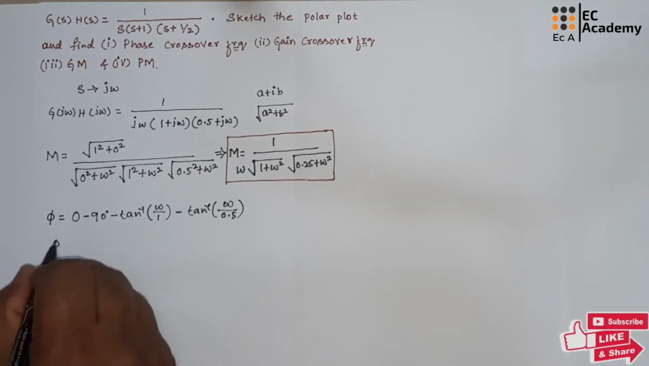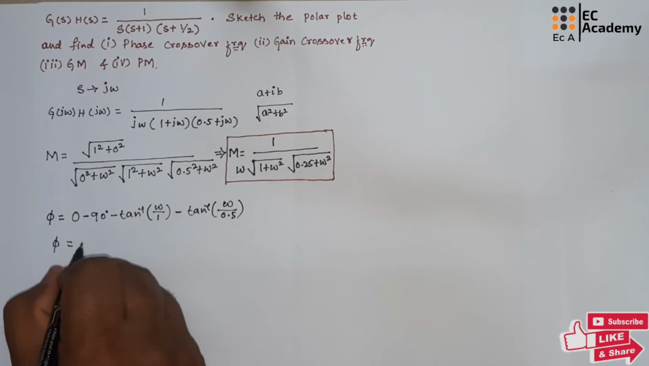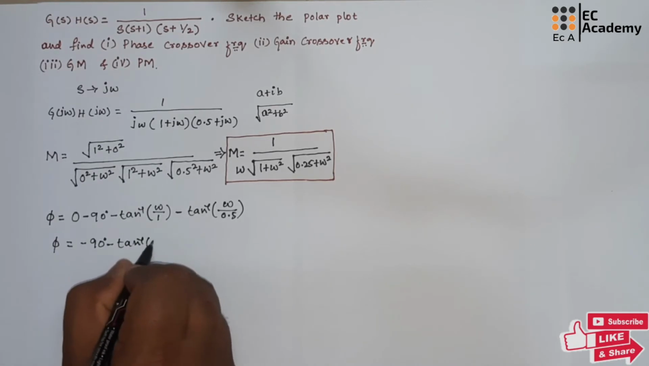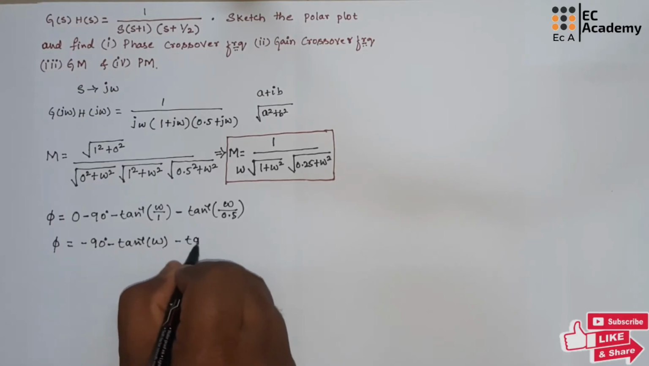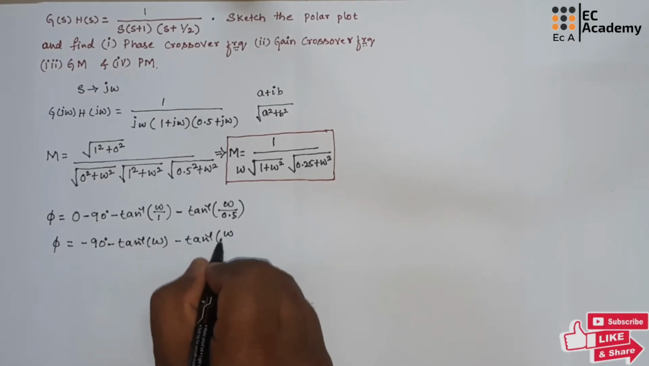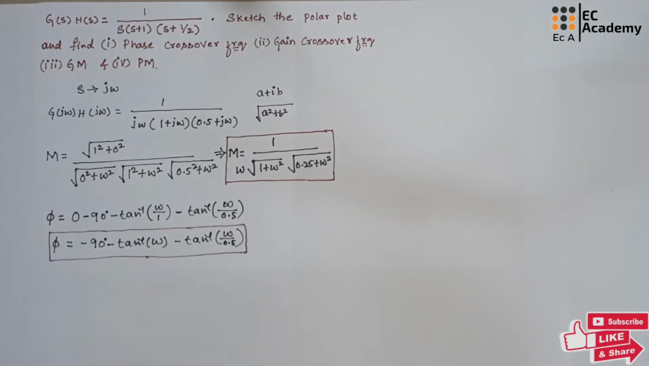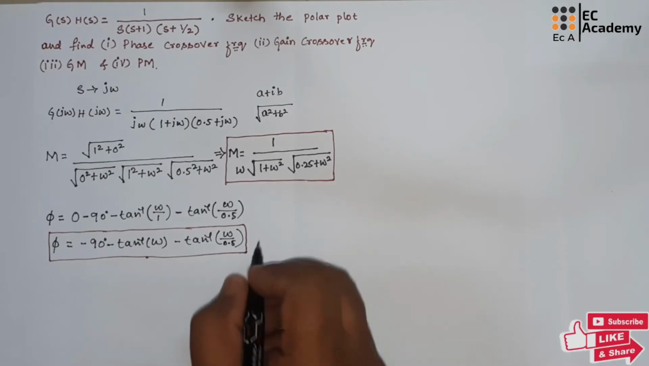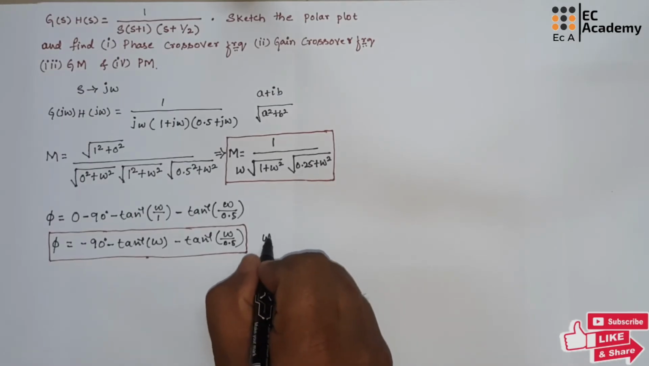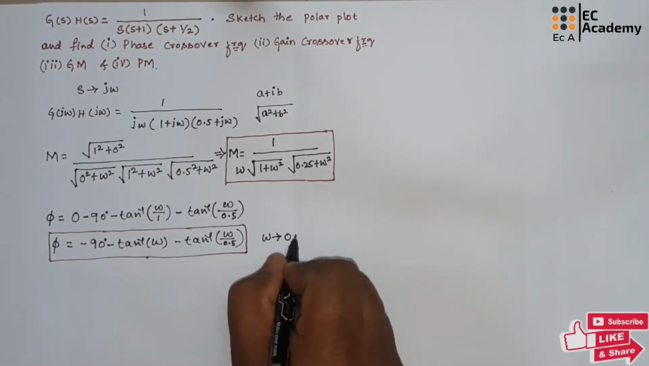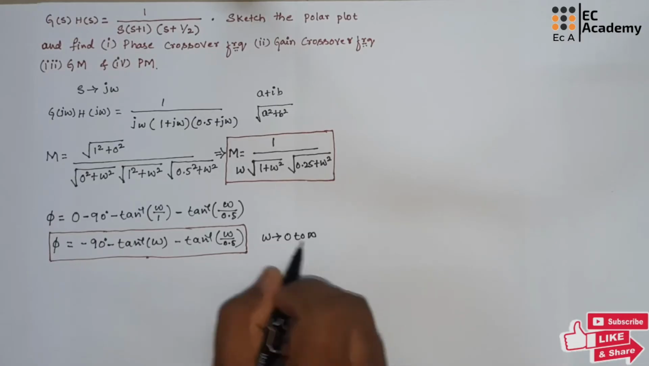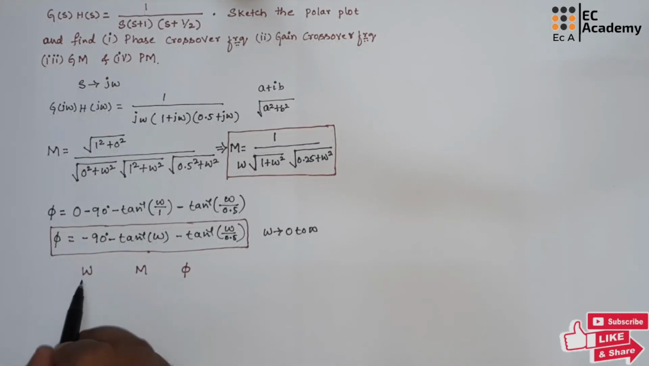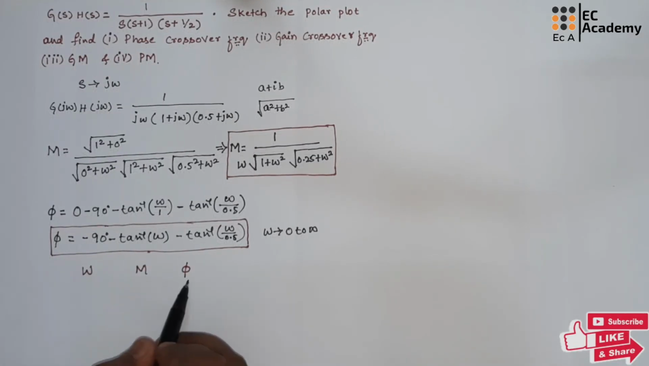So from this we can write the phase as minus 90 degree minus tan inverse of omega minus tan inverse of omega divided by 0.5. So this is the expression for phase for the given transfer function. Now we need to vary omega, which is frequency, from 0 to infinity to find different values of magnitude and phase. Now let us vary omega and find magnitude and phase.